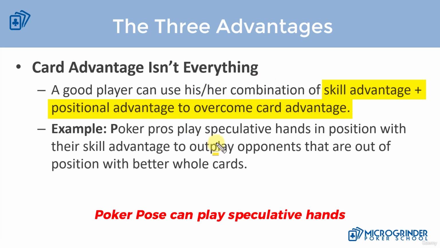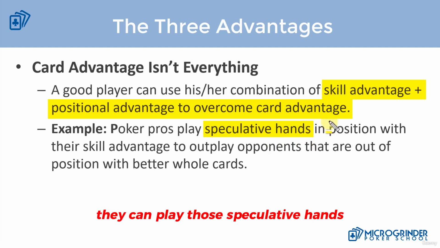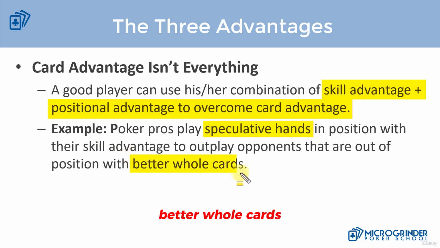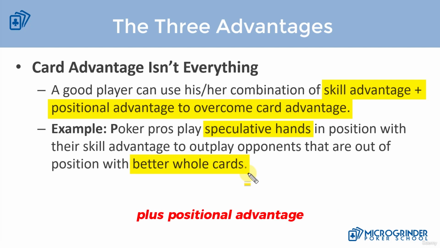So for example, poker pros can play speculative hands. And when I say speculative hands, I'm talking about hands like suited connectors, hands like ace deuce suited to ace 5 suited, weaker king X hands, such as maybe a king 8 suited. So hands that really aren't that great. They're speculative, weaker hands. They can play those speculative hands in position, and they can utilize their skill advantage to outplay opponents that are out of position to them with potentially better hole cards. So it really doesn't mean that if you just get good cards that you're always going to win. You have to know how to play those good cards. You have to know how to use skill advantage plus positional advantage.